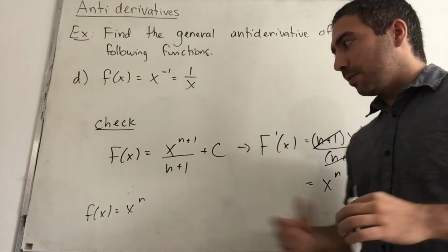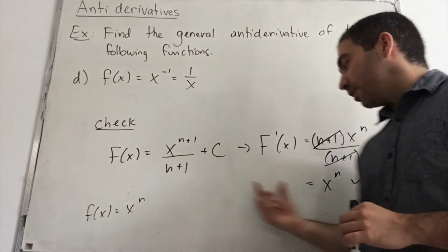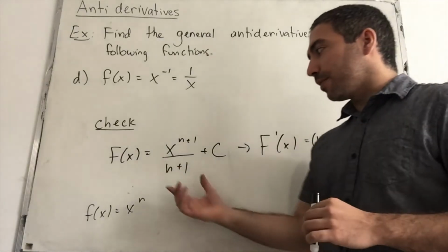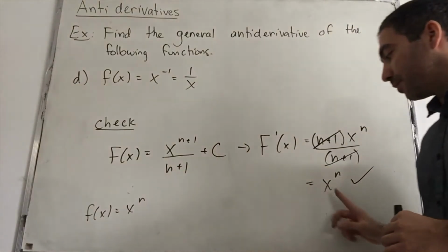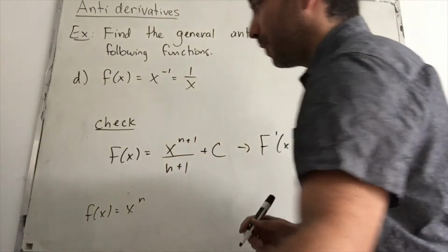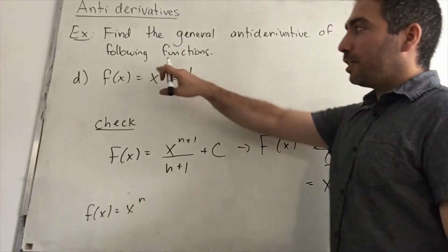So again, be sure to always check your work. I think it's a good idea to invest time to check your work, especially in the beginning when you're new to antiderivatives. Check your work by deriving, okay? So this makes sense. This is what we started with. Good. Let's keep going. In this next example, we have x to the exponent -1.